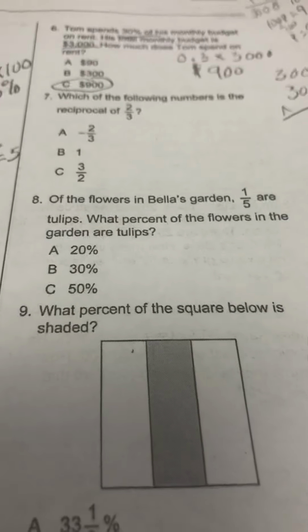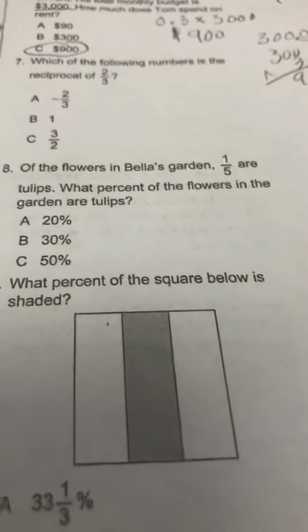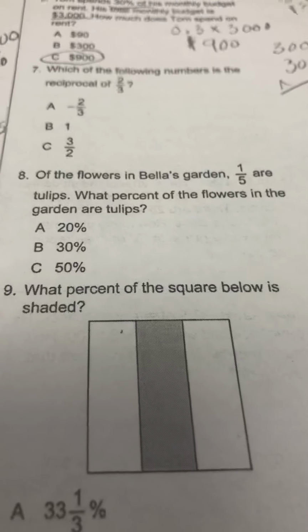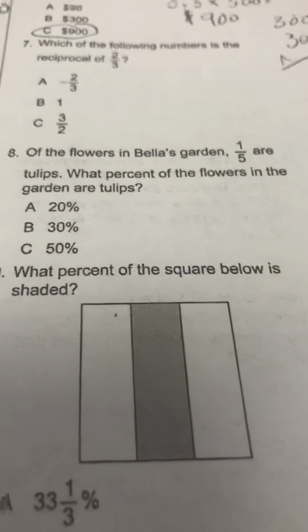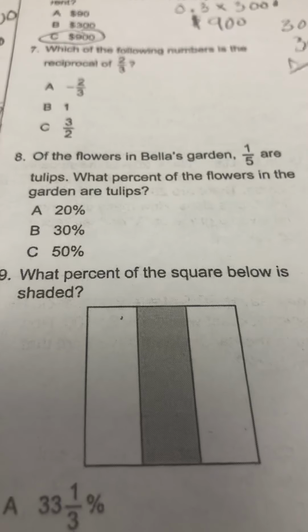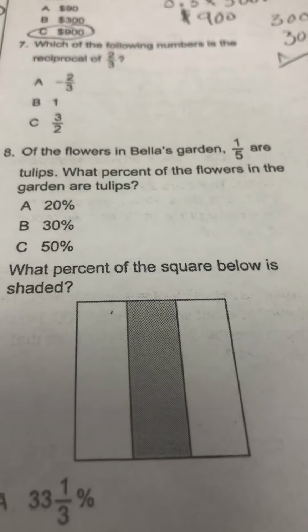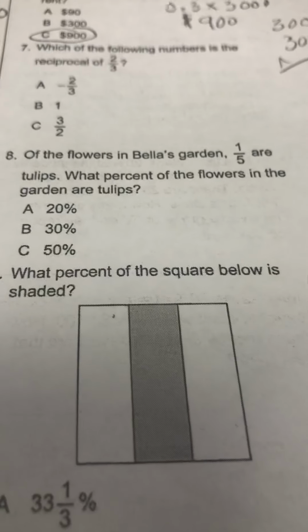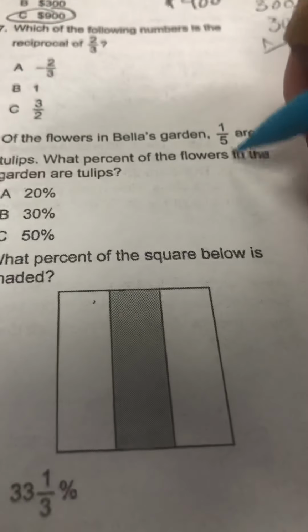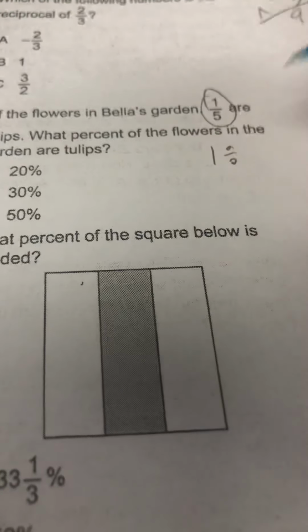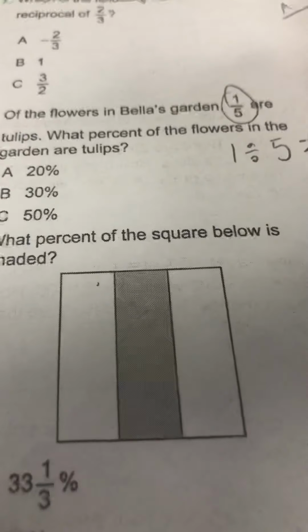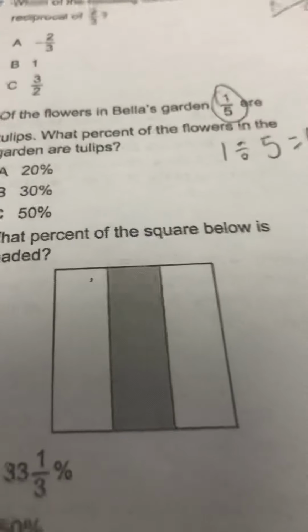Number 8. Of the flowers in Bella's garden, 1/5 are tulips. What percent of flowers in the garden are tulips? Well, if you can remember how to change a fraction into a decimal using your calculator, you can easily turn this into a percent. So in my calculator, I have 1/5. I would take 1, divide it by 5. You're going to get 0.2.